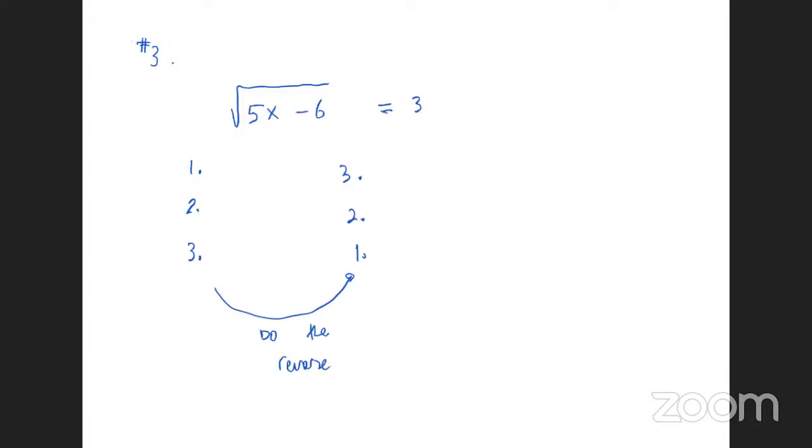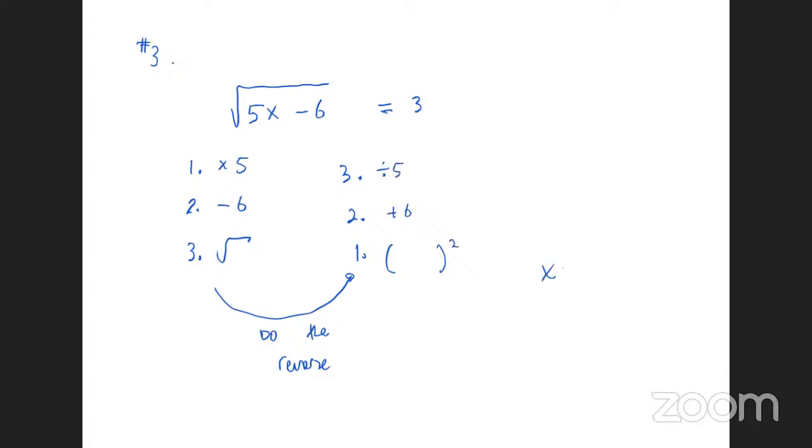Right? Here we have the square root of 5x minus 6 is 3. Right? Again, imagine if x were a number, what would you do? First thing, you would multiply by 5. Then you would minus 6. Then you would square root the whole thing. Let's do the reverse now. The reverse is square, then add 6, then divide by 5.